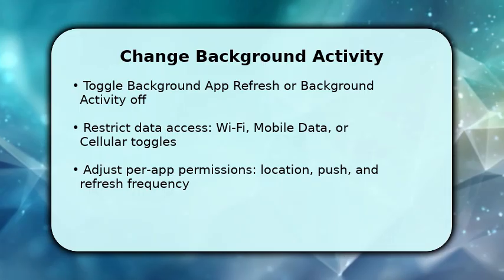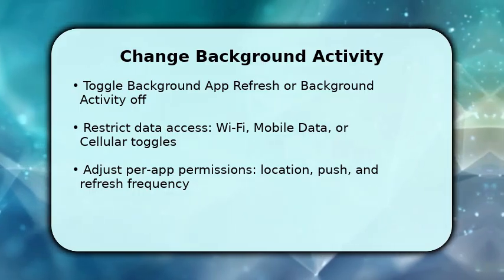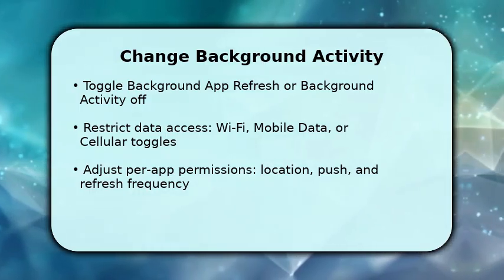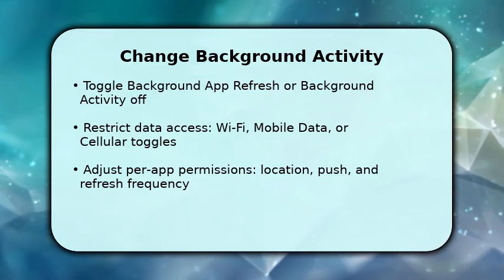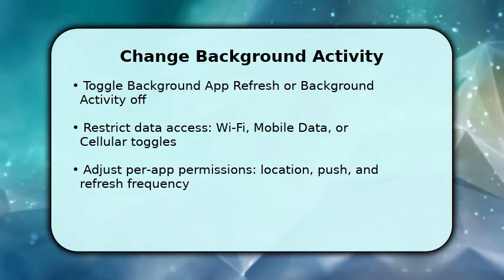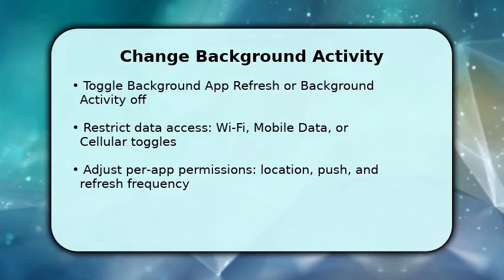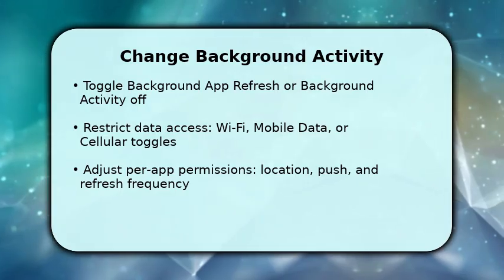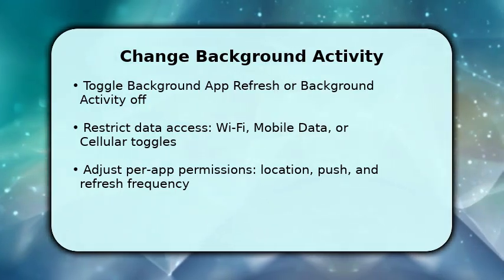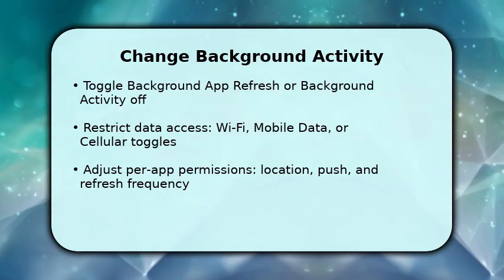Next, restrict cellular or Wi-Fi access for that app if you need stricter control. This prevents data use when background refresh is disabled, but the foreground still connects. Also review permissions like location and push notifications, because those can trigger wake events. You're balancing functionality against battery.